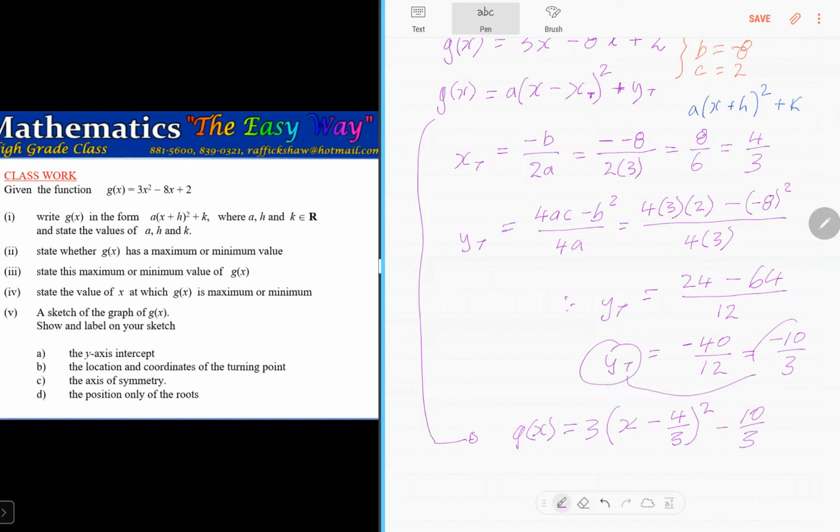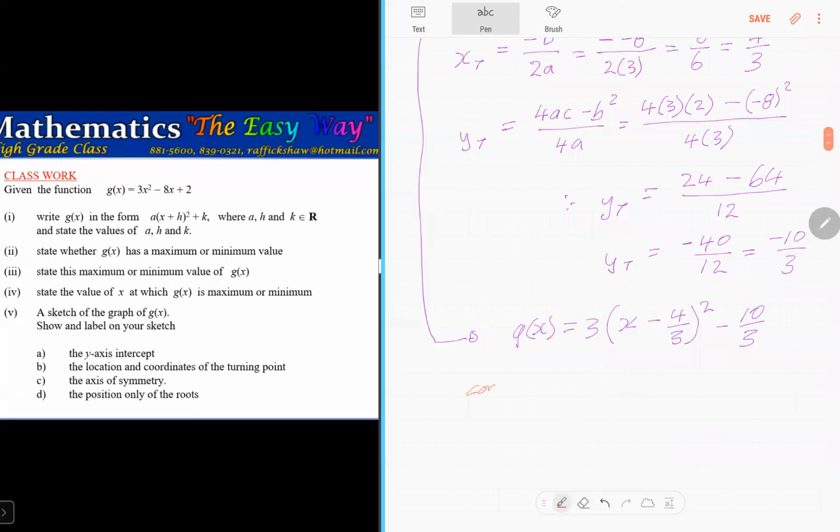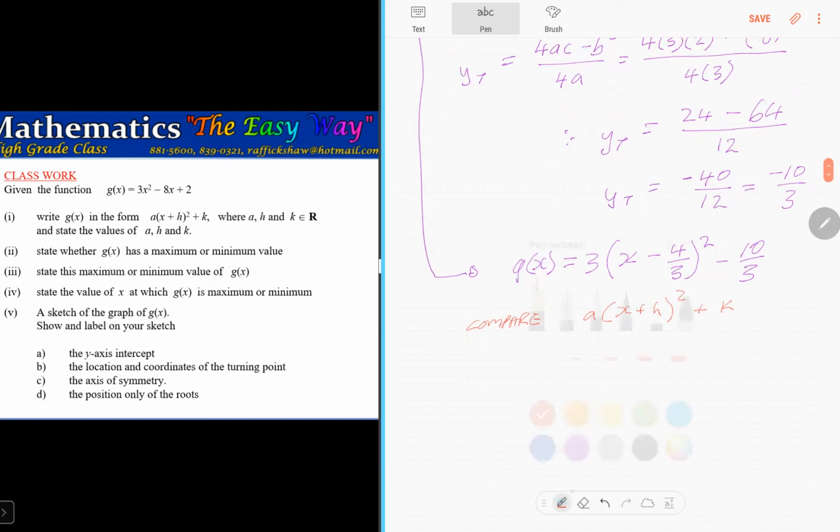And that's it. But the question now is the value of a, h, and k. Because I want to set the values for a, h, and k, we're going to compare this thing with a into x plus h squared plus k. So we can write the values for a, h, and k. We're going to compare those two things. We'll do the comparison. You see that a is 3. That's easy. The a is equal to 3.